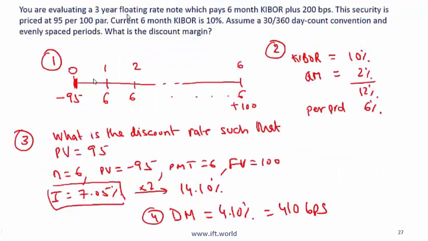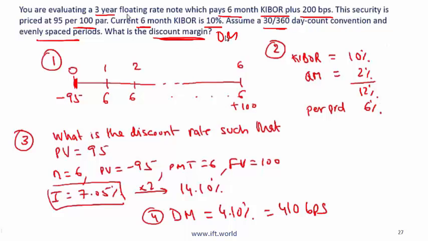All right, let's look at an example which illustrates a simple way of solving problems like this. This is a question that someone asked. You are evaluating a 3-year floating rate note which pays 6-month CIBOR plus 200 basis points. CIBOR is Karachi Interbank Offer Rate. It is analogous to LIBOR. This security is priced at 95 per 100 par. Current 6-month CIBOR is 10% and assume a 30/360-day convention and evenly spaced periods. What is the discount margin?